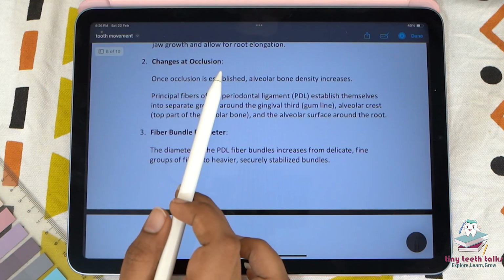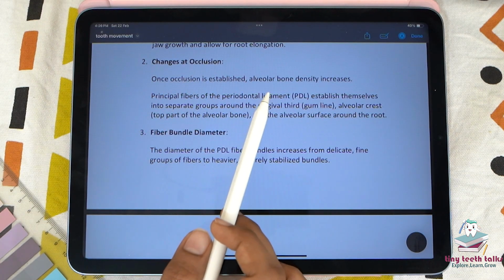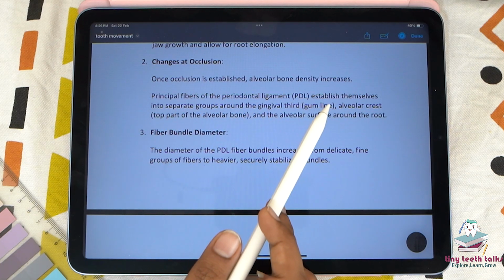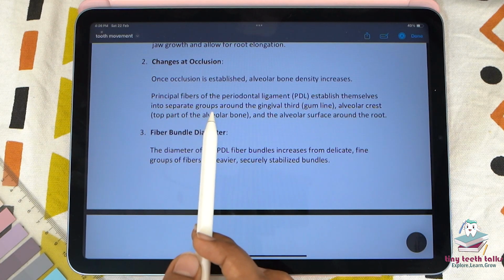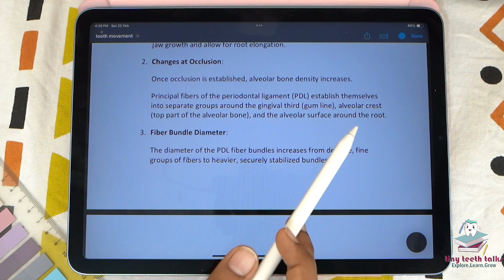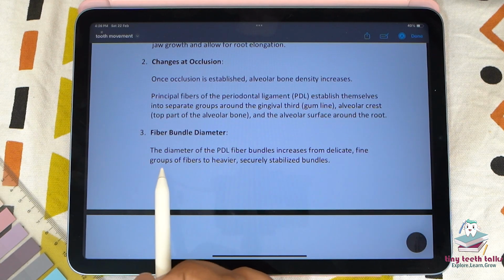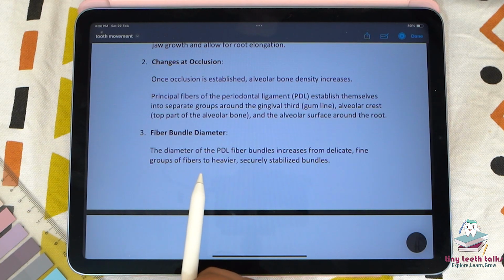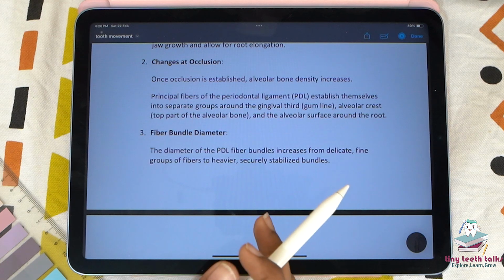Then changes at the occlusion. Once occlusion is established, alveolar bone density increases. Principal fibers of the periodontal ligament establish themselves into separate groups around the gingival third, alveolar crest and the alveolar surface around the root. Fiber bundle diameter. The diameter of the periodontal fiber bundles increases from delicate fine groups of fibers to heavier, securely stabilized bundles.